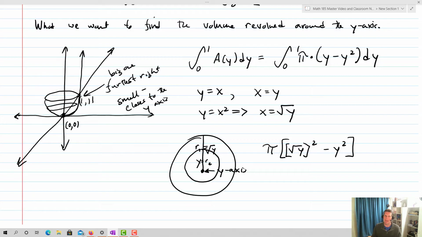Okay? But basically, whenever we're looking for volume using the washer or disk method, we're going to find the area of its cross section over an entire interval. We integrate the area of a cross section over the interval, and that is going to give us the volume of whatever figure we're looking at. Okay? So we've got two basic functions.